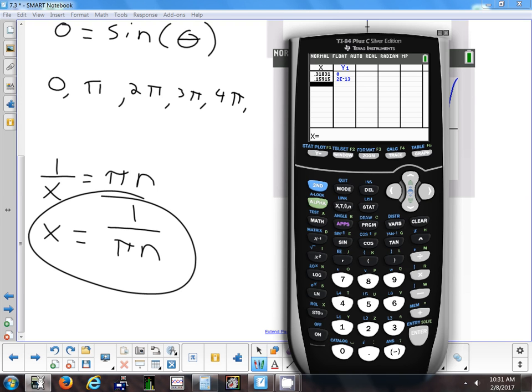1 divided by 4 pi. 1 divided by 5 pi. So what's happening to these answers? They're getting closer and closer. 1 divided by 100 pi is another answer. 1 divided by 600 pi. 1 divided by 1,000 pi. 1 divided by any multiple of pi is an answer.